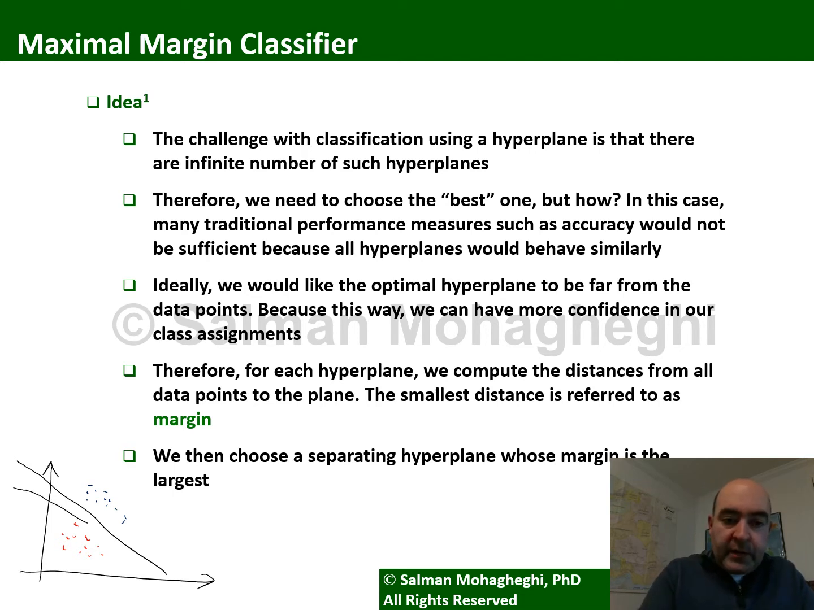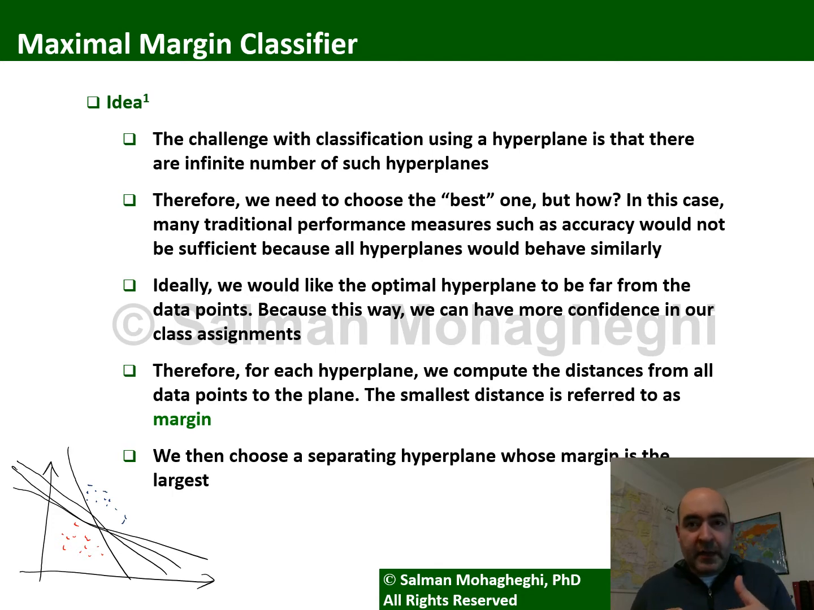However, the same thing can be said about this line, and the same thing can be said about this line and this line. So which one is the best boundary? Maximum margin classifier actually tries to answer that, tries to find the best boundary for us. And in order to do that, it looks into the notion of margin. So ideally, we would like this optimal boundary to be as far from the data points as possible, because if it's close to data points, that means that we have less confidence in our classification.